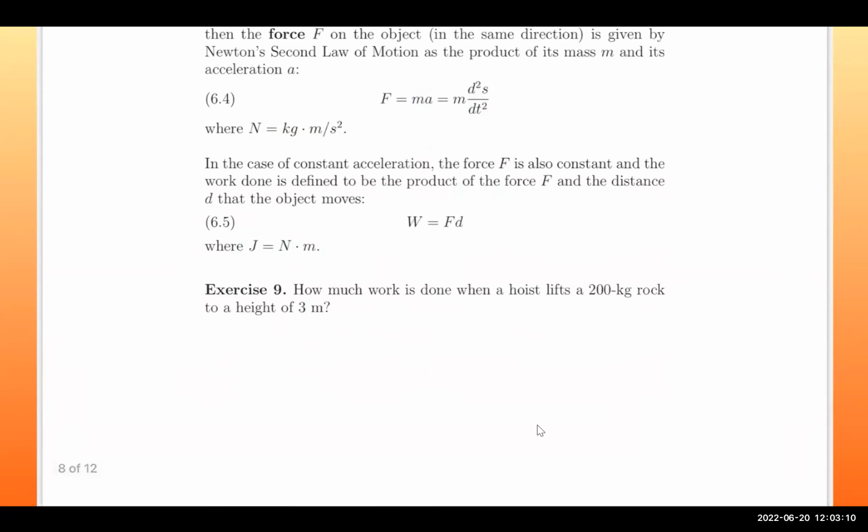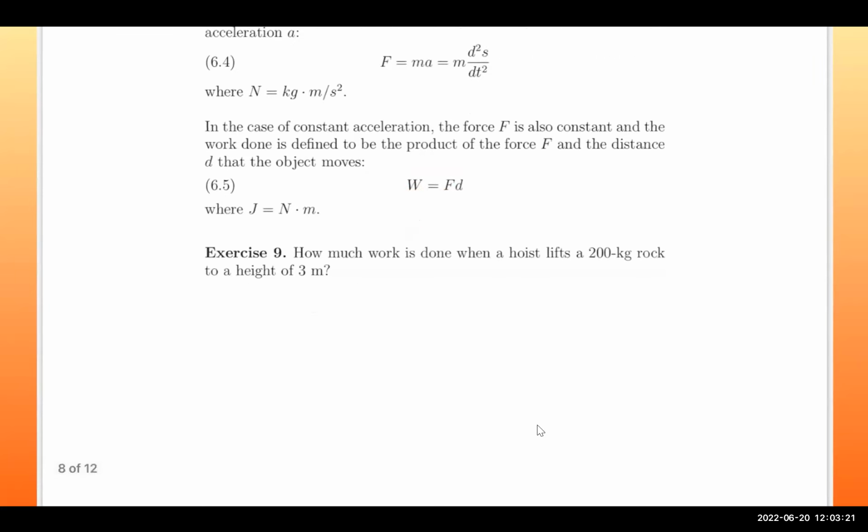In the case of constant acceleration, the force F is also constant, and work is equal to the force times the distance that you're moving the object. And the units for that is called the joule, and that's equal to a newton times meters for distance.